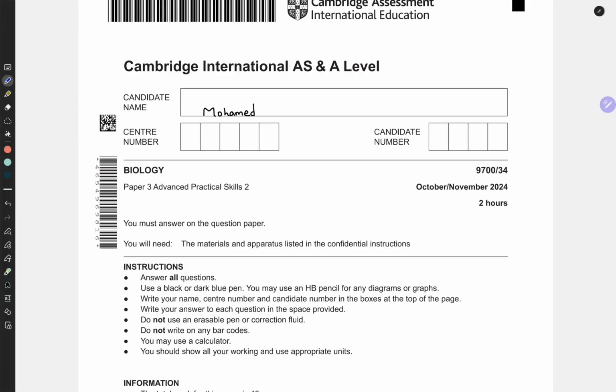Hi guys, today we'll be solving the AS Biology practical paper of October-November 2024, variant 4.